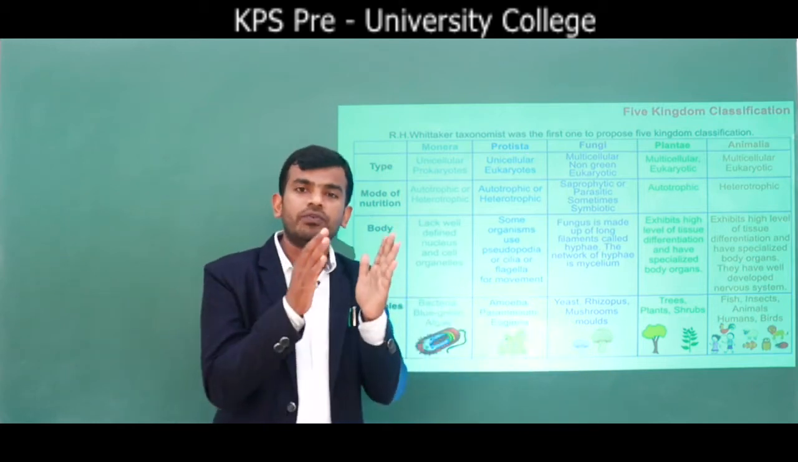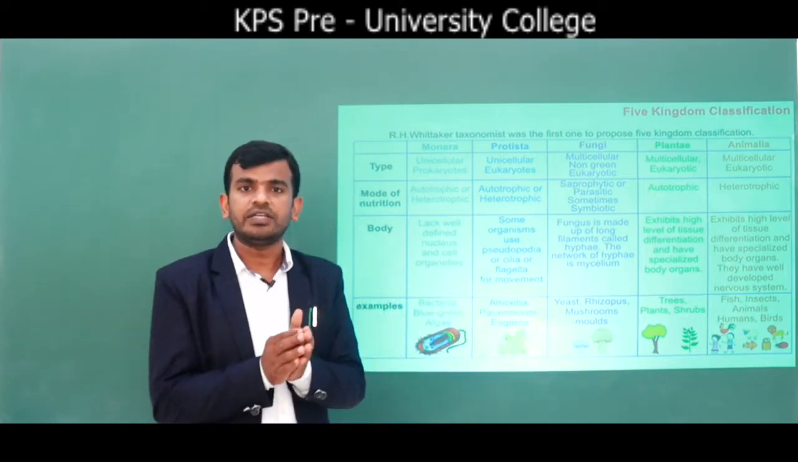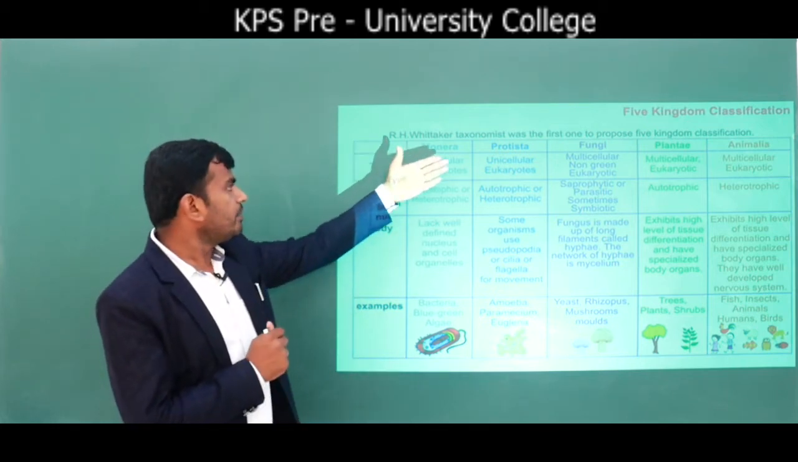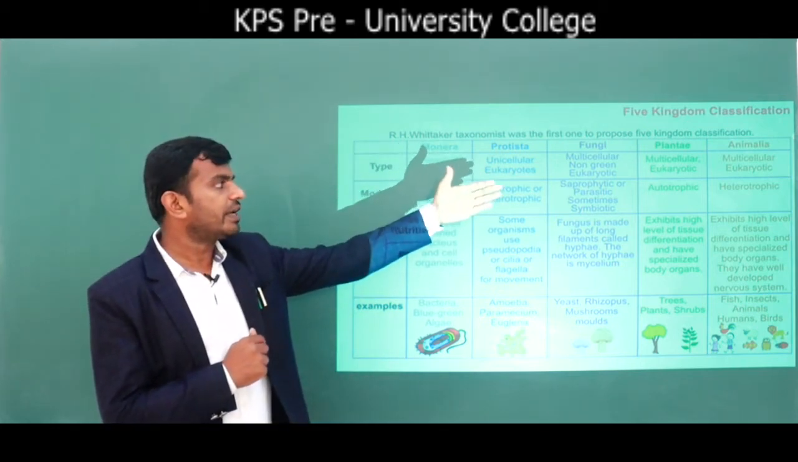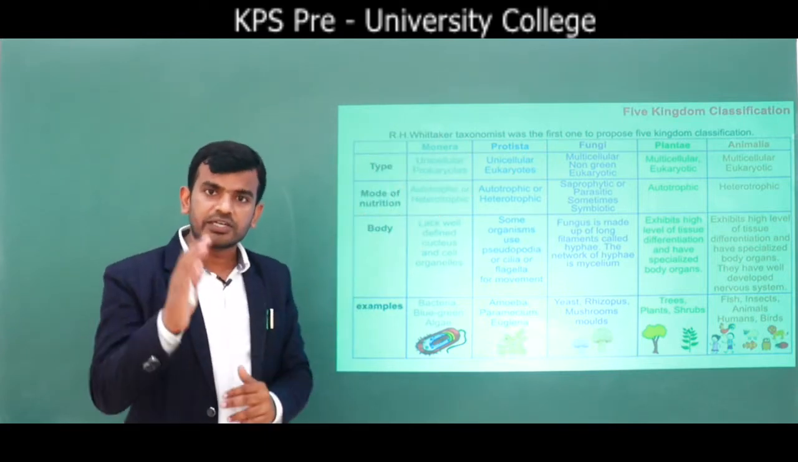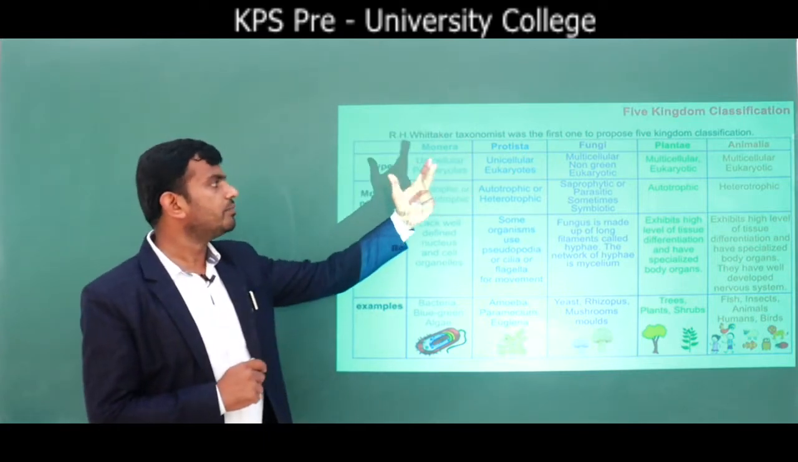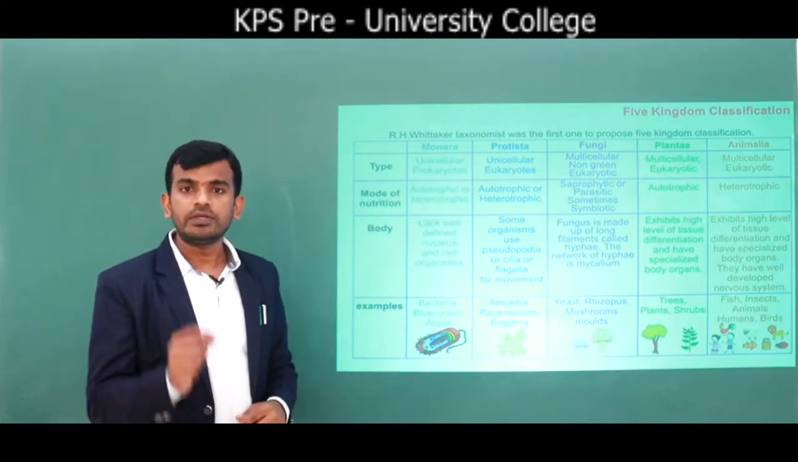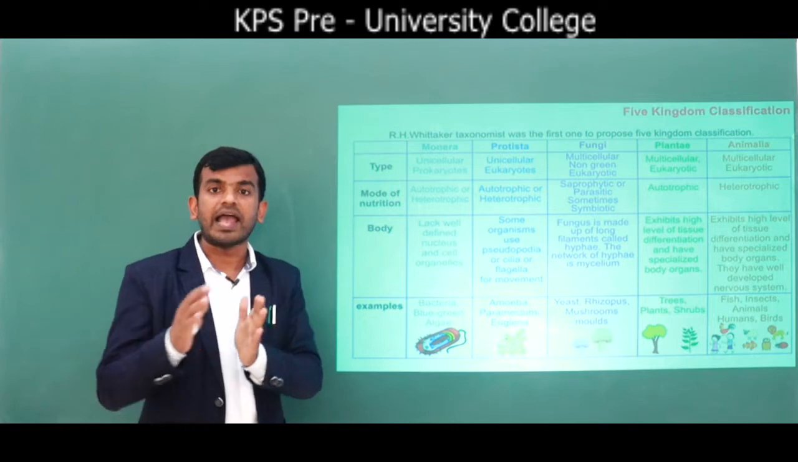So according to the 5 kingdom system of classification which is given by R.H. Whittaker, it has Monera, Protista, Mycota, Metaphyta as well as Metazoa. Today we are learning about Metazoa, that is Kingdom Animalia.